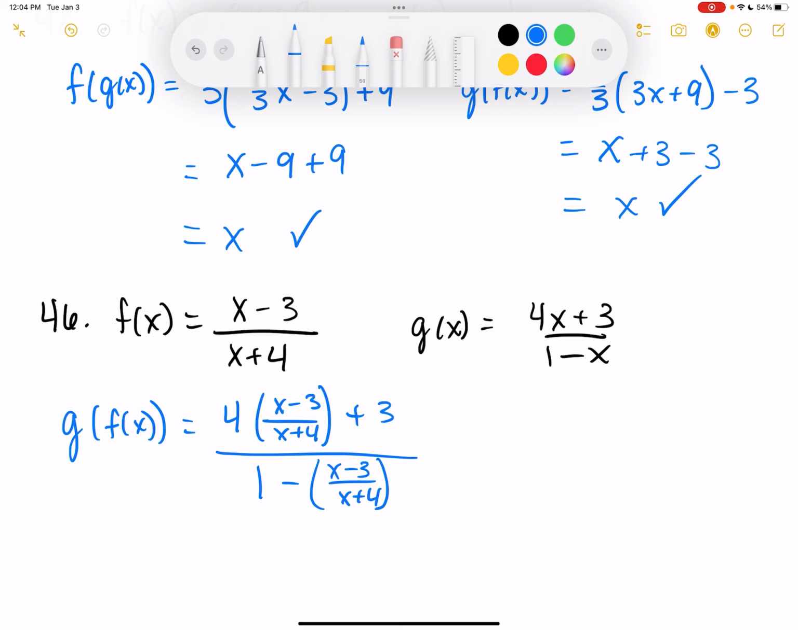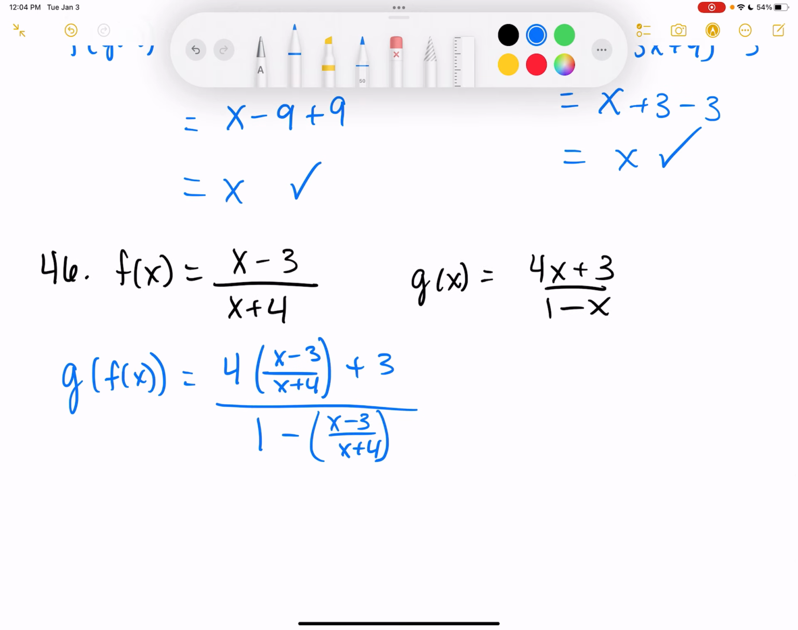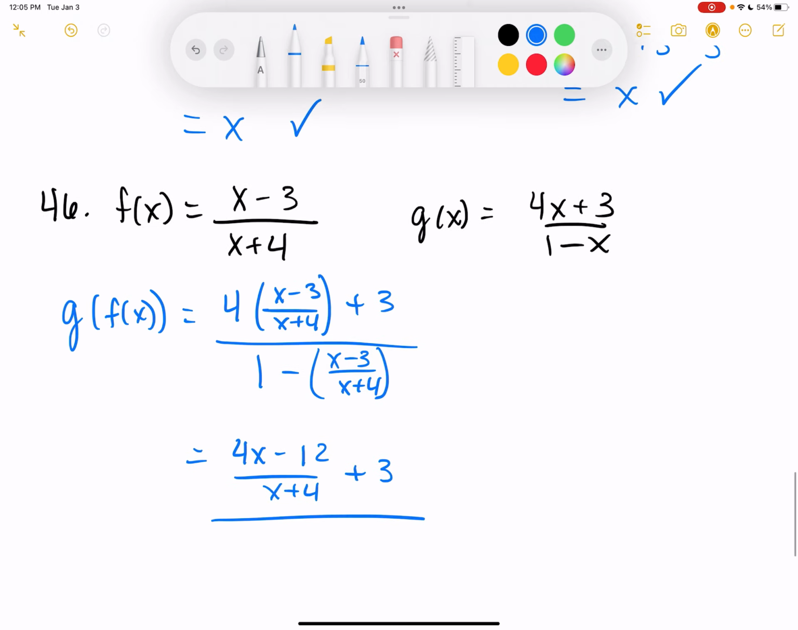Seems like a lot, I'm gonna be honest. How do you get the top and bottom to cancel? I can't yet. I have to do some stuff first. All right, I'm going to multiply this 4 through on top. So 4x minus 12 over x plus 4, plus 3, all over 1 minus x minus 3 over x plus 4.